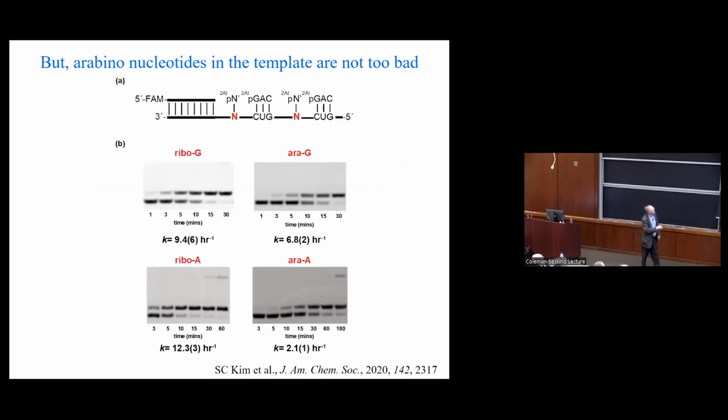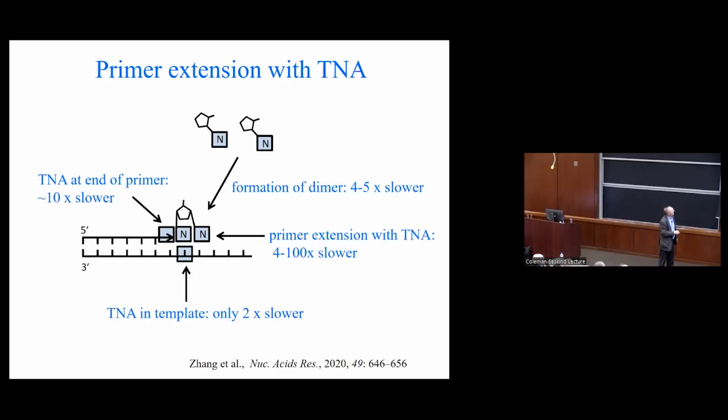Yeah, like I said, if you put the arabino nucleotide in the template, it's not too bad. You can still copy it. It all works pretty well. Okay, so the basic idea is that you can copy over these things. You make RNA. If you incorporate them, it's bad. And actually, the incorporation is slow.